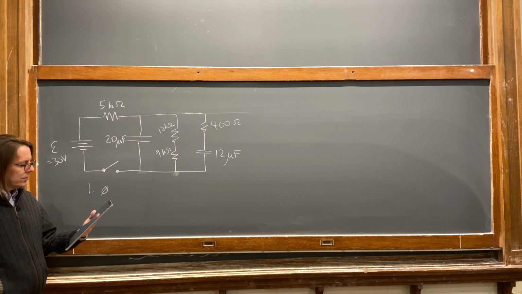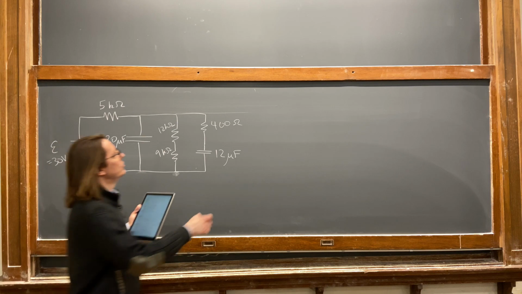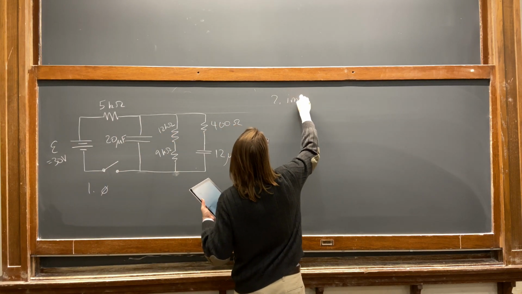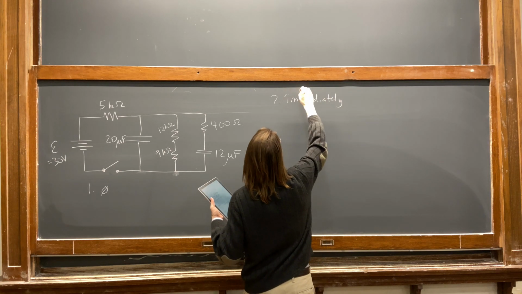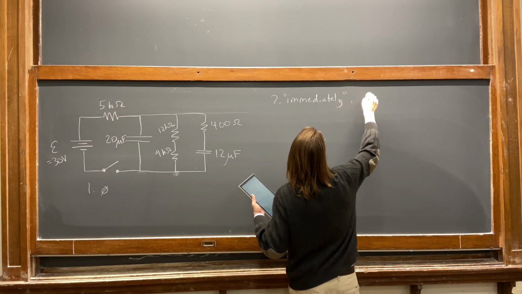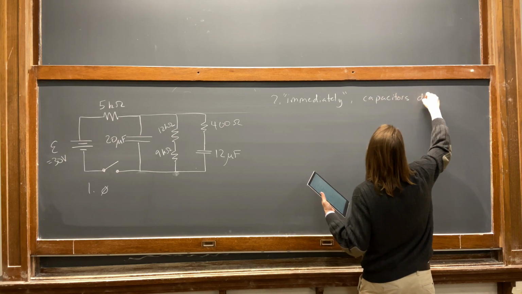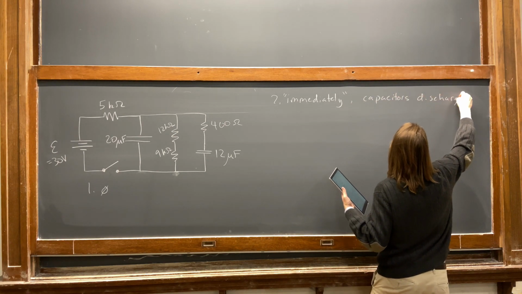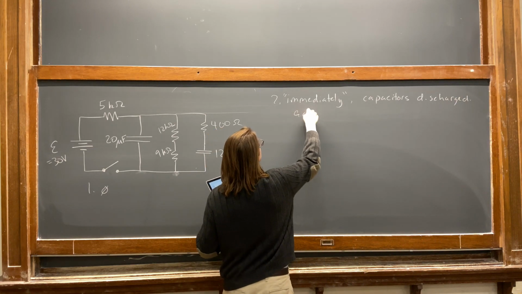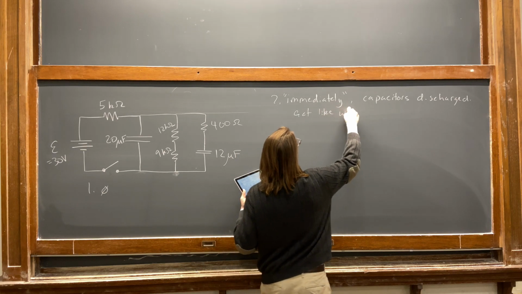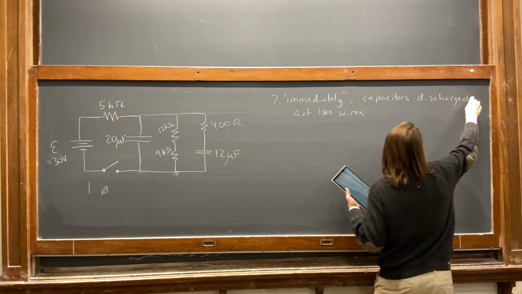Question 2. What current flows from the battery in milliamps immediately after the switch is closed? So 2. Immediately. I'll say this in many problem solutions because these are meant to be detailed. But immediately means the capacitors are discharged. And if the capacitors are discharged, they act like wires. Right? The capacitors are discharged, they act like wires.